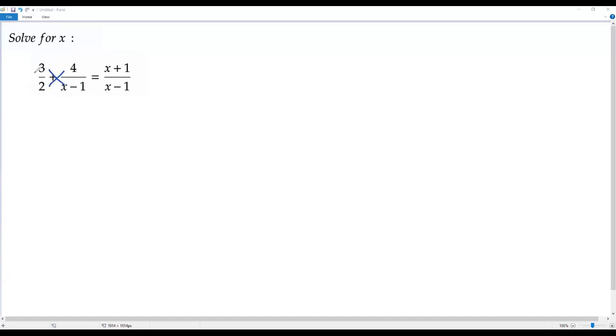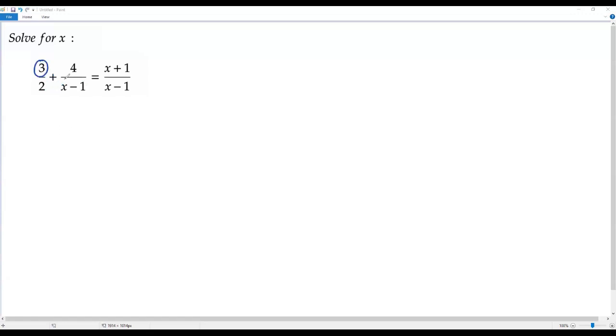What is the cross multiplication method? I have to multiply the first numerator by the second denominator, and the second numerator has to be multiplied by the first denominator. Finally, I have to multiply the two denominators. This is the cross multiplication method that we can apply to add or subtract two fractions.